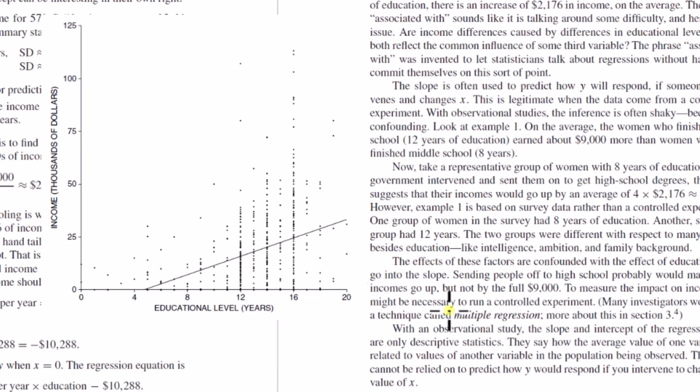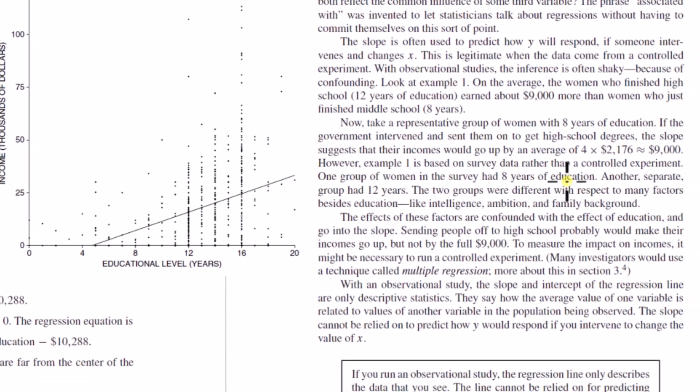It's like saying, if you looked at this, the government's going to intervene and send off a big group of women to get high school degrees so you can increase the income level. They look at it and say, we're going to increase this by on average $9,000. That's what the slope of the line tells us. Well, there are too many confounding variables. With observational studies, you're not putting people into the treatment and control groups. You're not deciding on that. So you don't know, those women could be less ambitious and not going to do anything. You see?